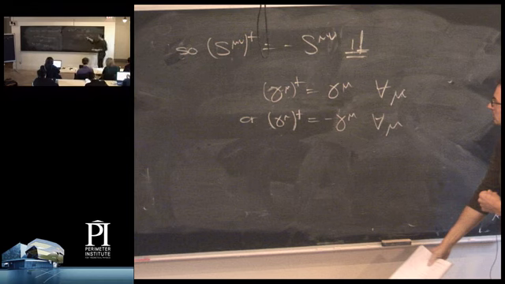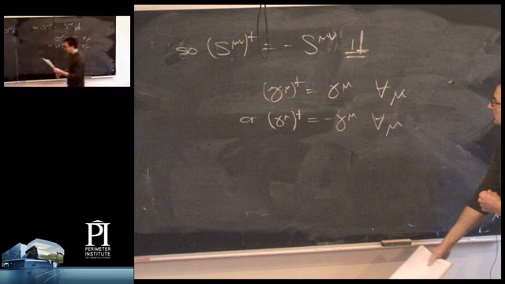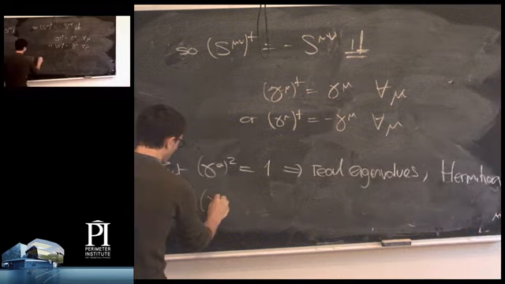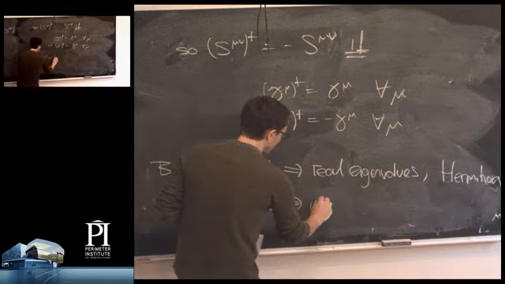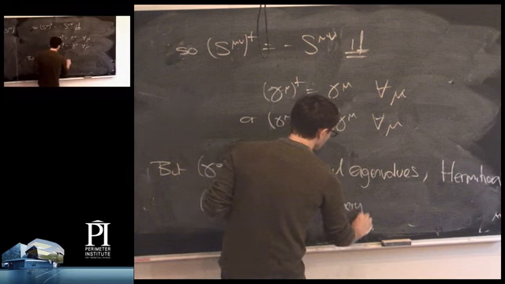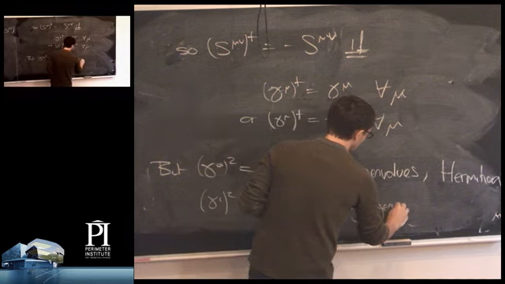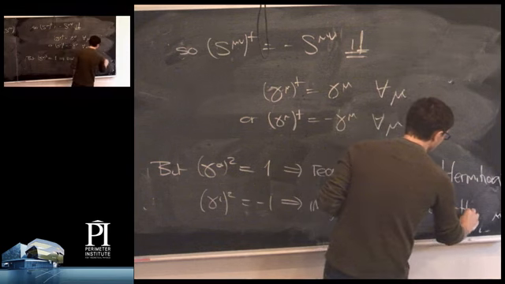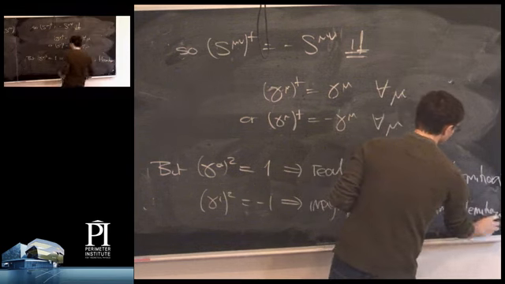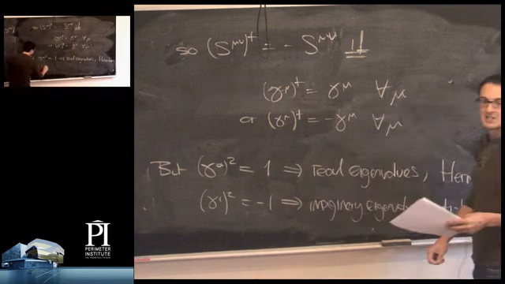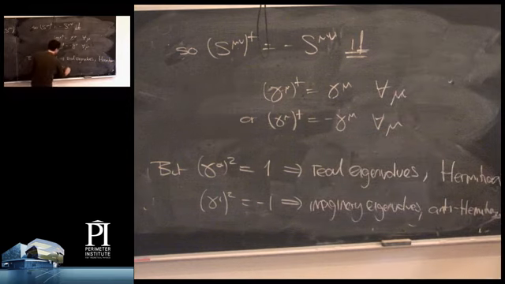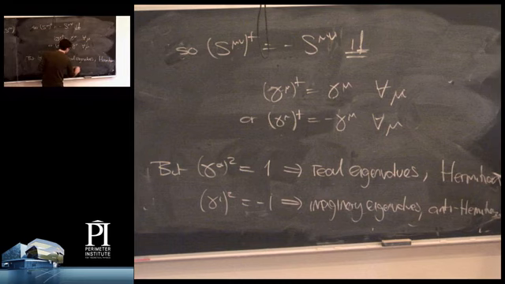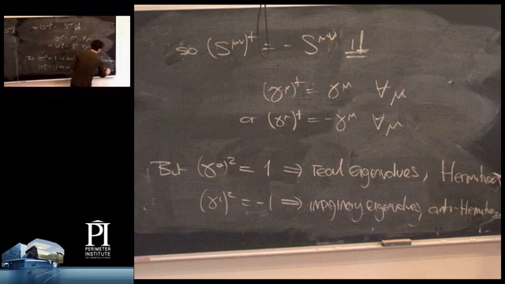So let's just now see why this can't possibly be true. And it's very easy. If you take gamma 0 squared, that gives you 1, which means that gamma 0 has real eigenvalues and can be Hermitian. But if you take any of the other guys and square it, you get minus 1, which means that they have imaginary eigenvalues. Which means that you can always make them anti-Hermitian, but never Hermitian.